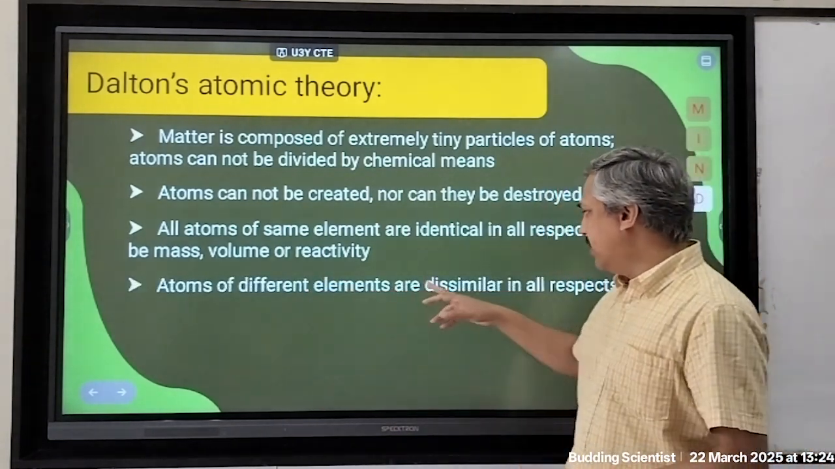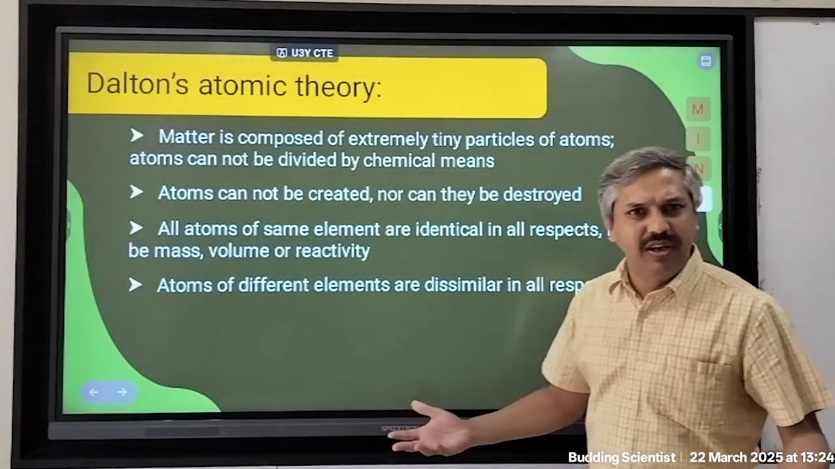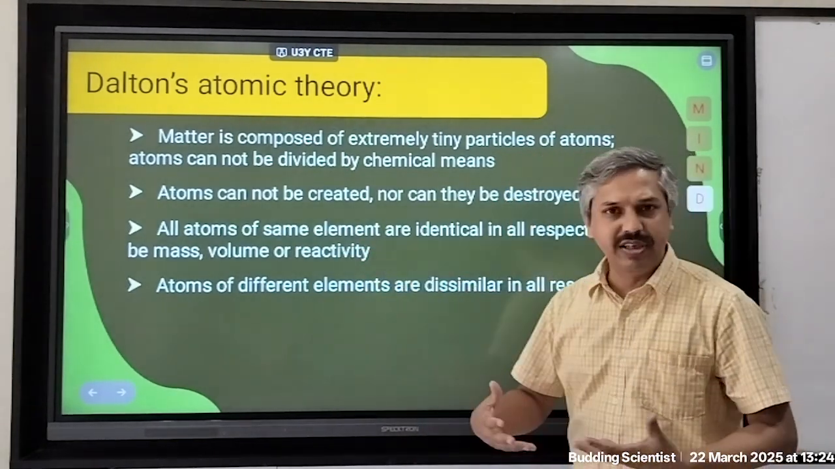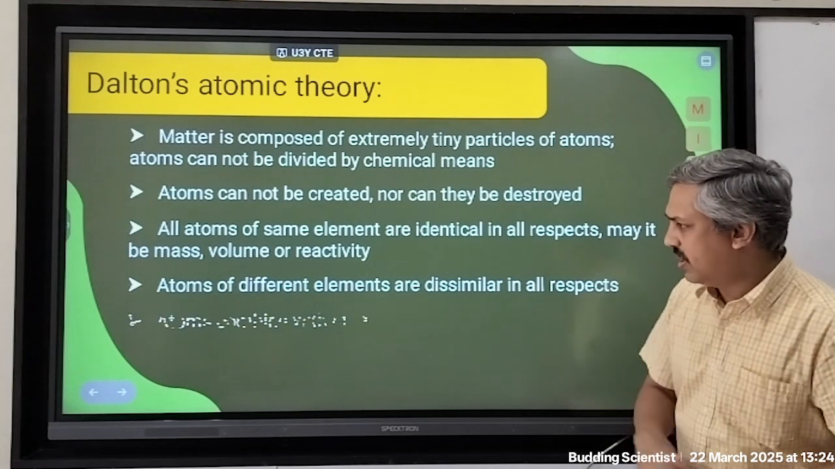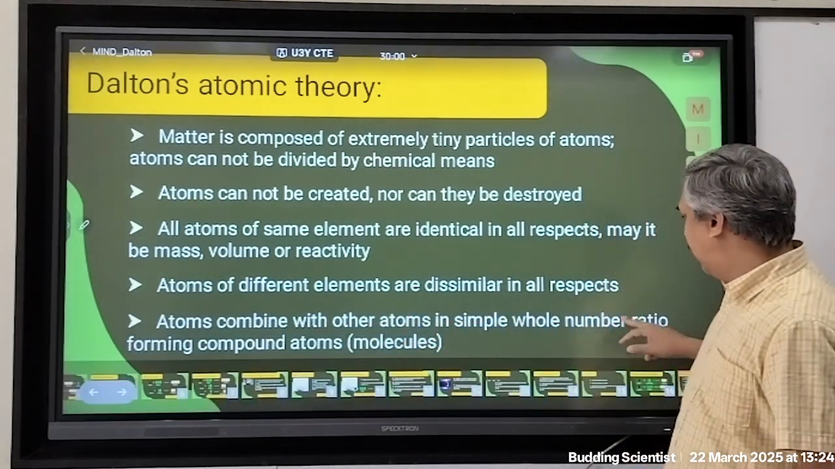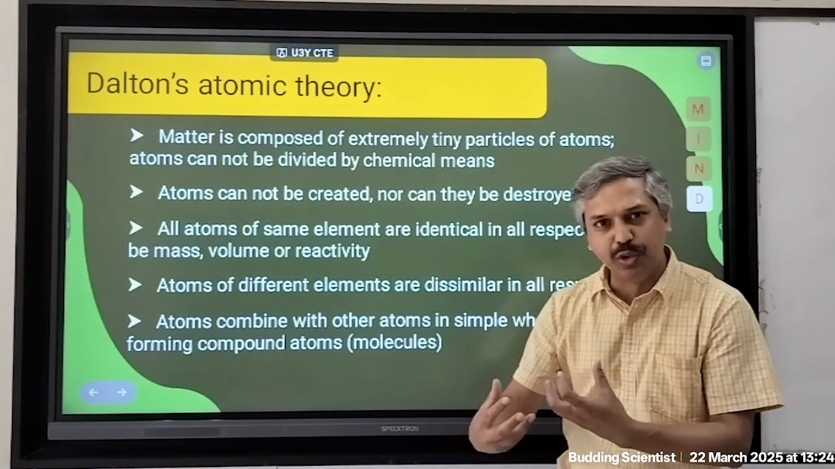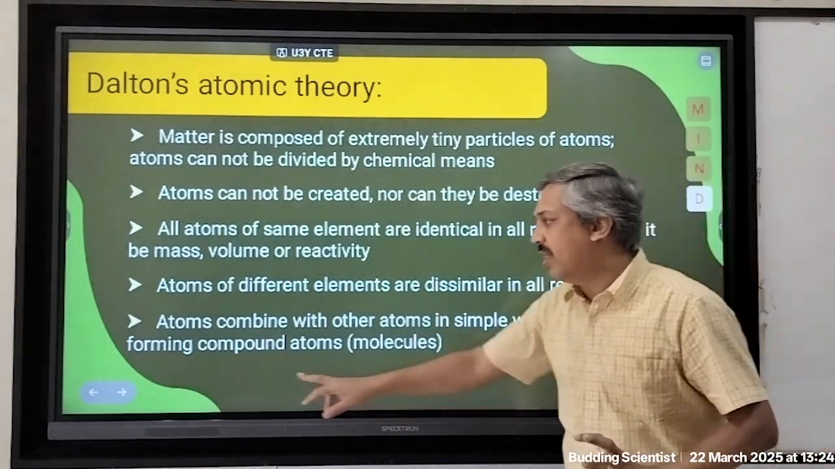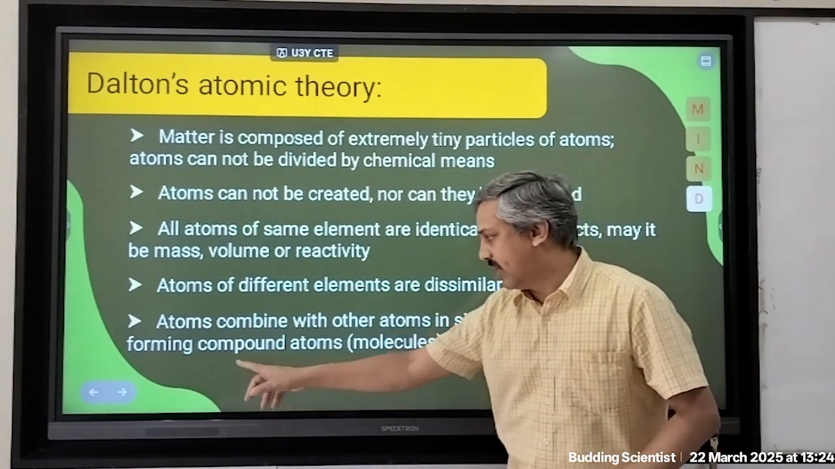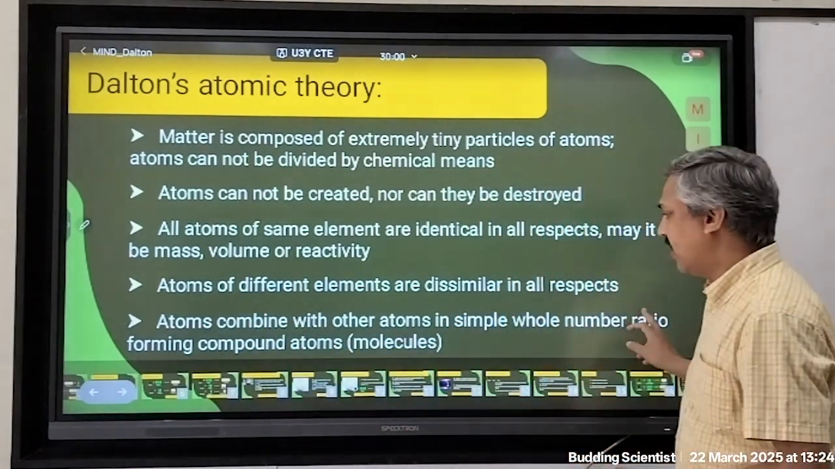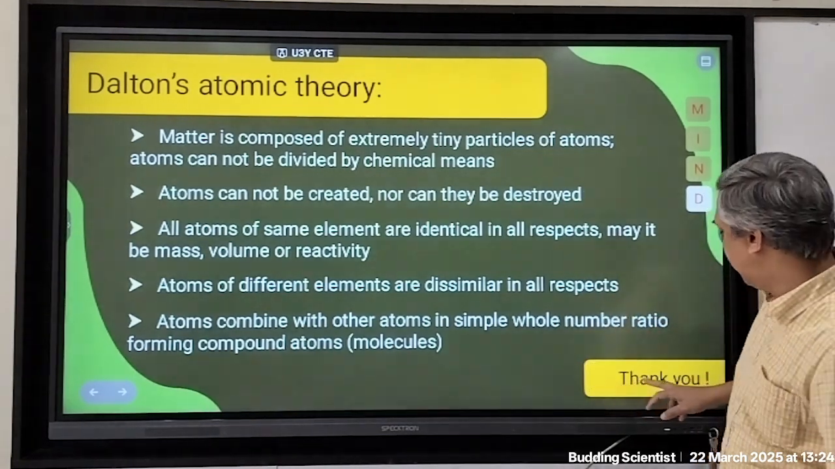Atoms of different elements are dissimilar. Of course, they will have different masses, different volume, different reactivities. Atoms combine with each other in simple whole number ratios, 1:1, 1:2, 2:3, 3:4, and they form what Dalton called compound atoms, and today we call them molecules. This is what Dalton's atomic theory was.